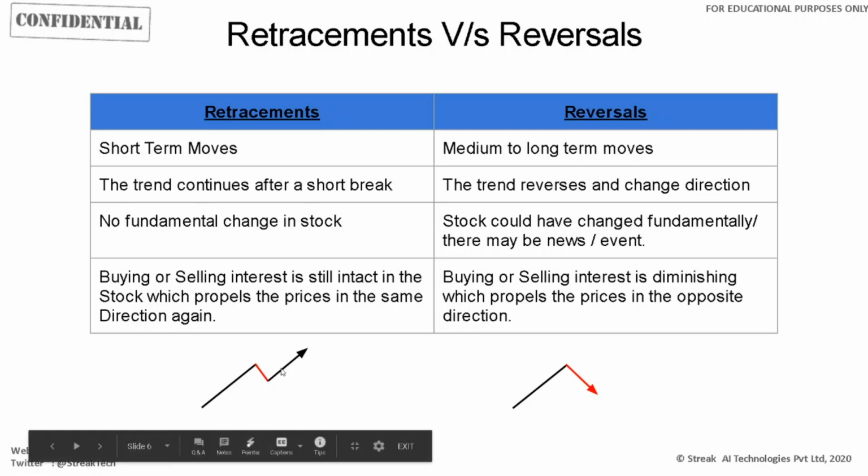So this small red line over here can be known as a retracement. Reversals, on the other hand, are more sustainable price moves in the opposite direction and are medium to long term in nature.